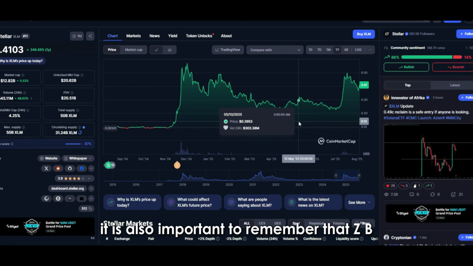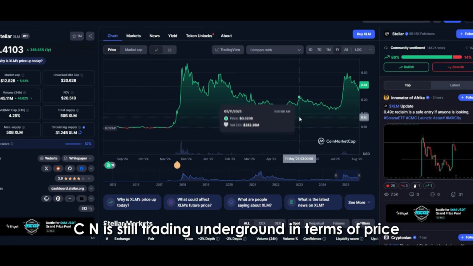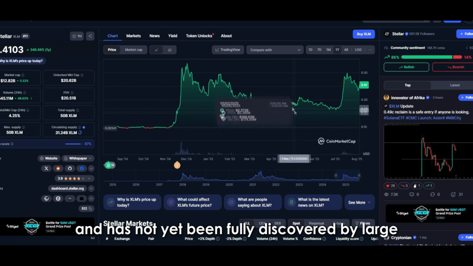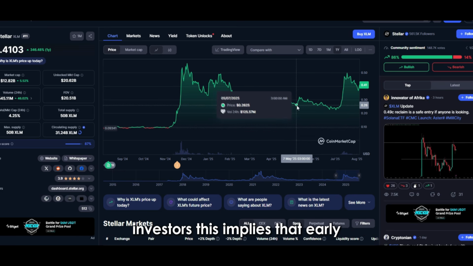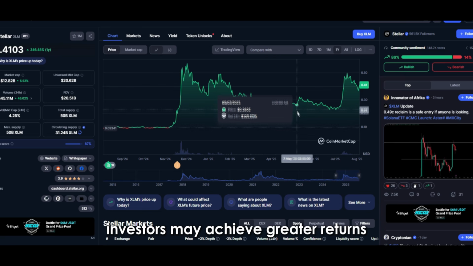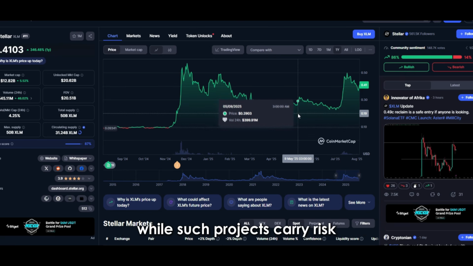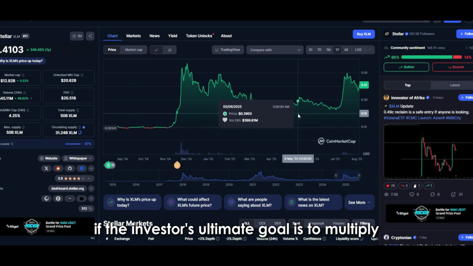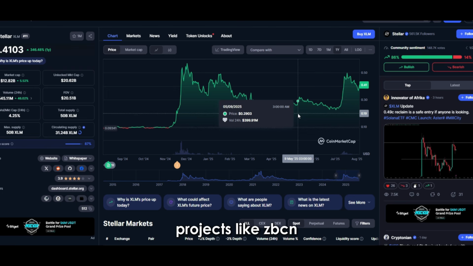It is also important to remember that Zbcn is still trading underground in terms of price and has not yet been fully discovered by large investors. This implies that early investors may achieve greater returns. While such projects carry risk, if risk is managed properly, they can offer much more attractive returns compared to larger projects like XLM. If the investor's ultimate goal is to multiply their $100,000 investment several times and do so in a relatively short period, projects like Zbcn with low-cap tokens are more suitable.